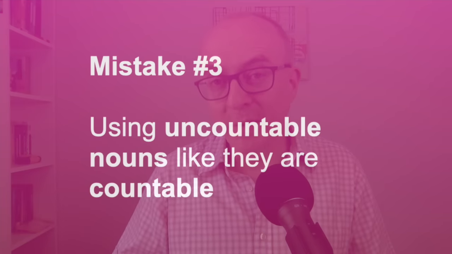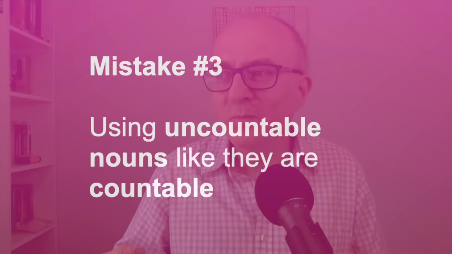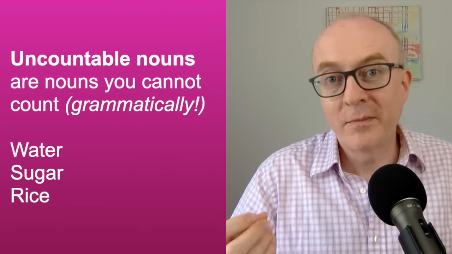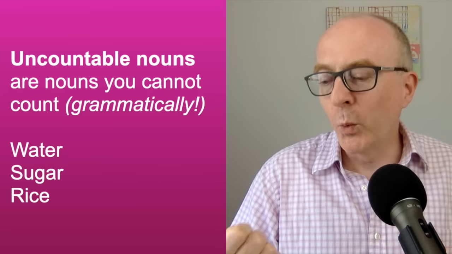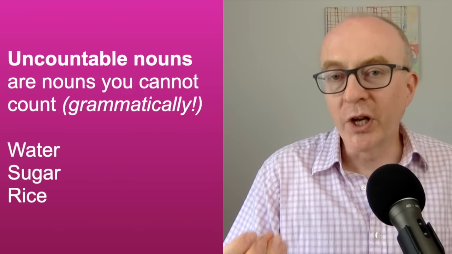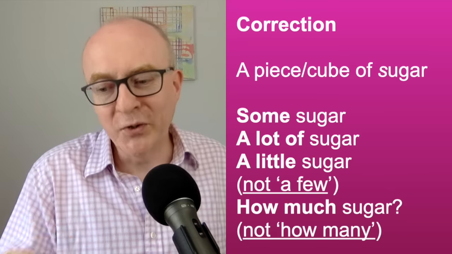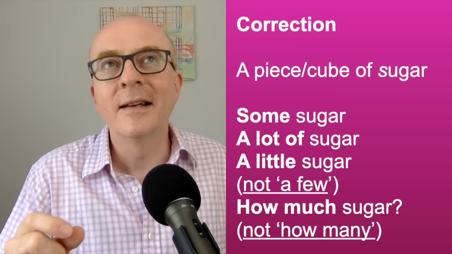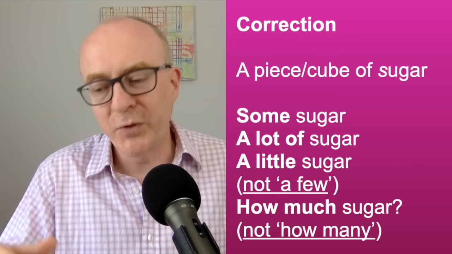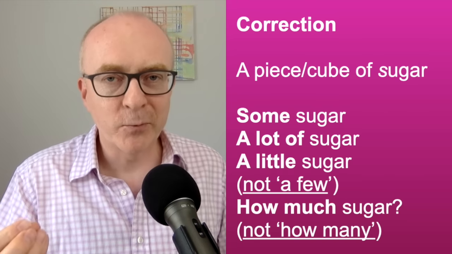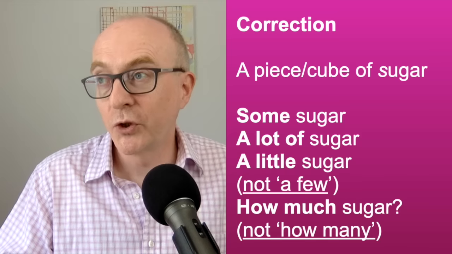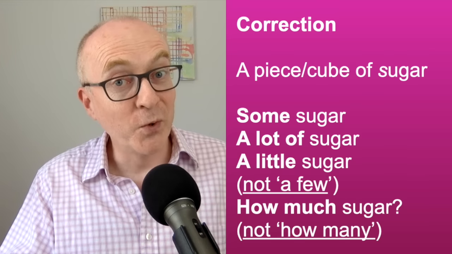Grammar mistake number three is using uncountable nouns like they are countable. So uncountable nouns are nouns that you cannot count. Surprise, surprise. So for example, water, sugar, rice, right? Sugar as a noun, you can't say a sugar. No, we say some sugar, a lot of sugar, right? You can't count sugar. If you do, you say a grain of sugar, maybe, or a grain of rice, a cube, a sugar cube, a cube of sugar. You can count those, but sugar is uncountable. So we say a lot of sugar, some sugar, a little sugar, not a few, right?